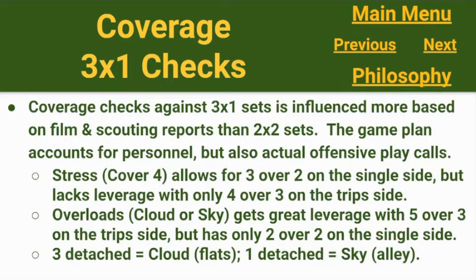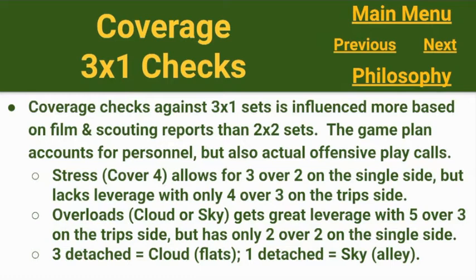When we're in stress / cover 4 to the trip side, it is allowing us to keep 3/2 on the single side if you count the running back. And if the running back sets strong, in the end, you're not in a one-on-one matchup with their stud receiver on the single side, if that's where they're putting him. However, it's going to lack leverage because there's only 4/3 on the trip side, and if it's some form of play action where our inside linebacker gets a run read, we really only have 3/3 on the trip side.